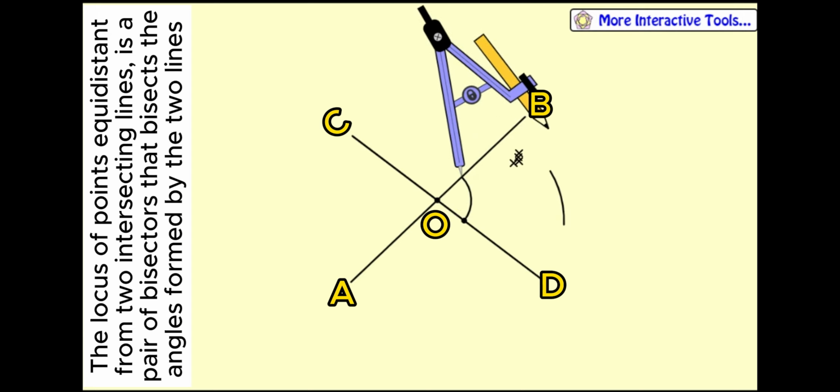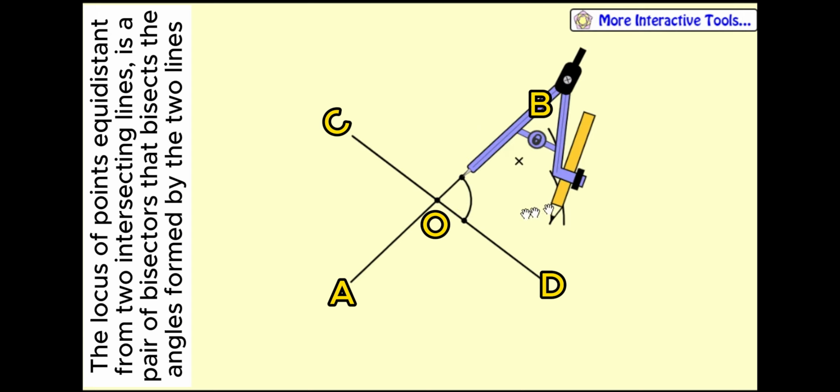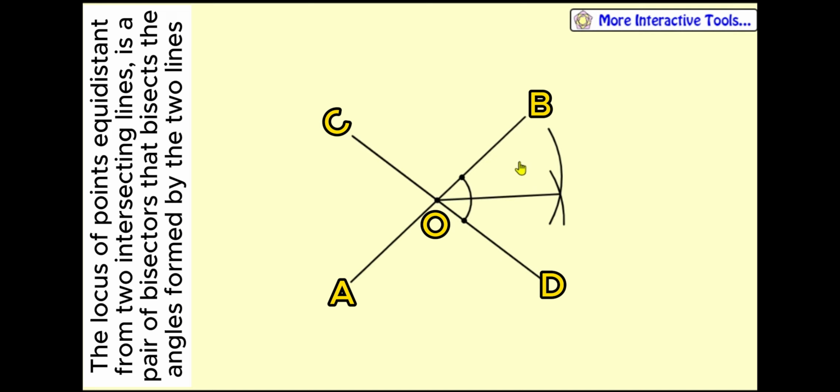and we have the arc also up there. We have the second arc there. So where the two arcs meet, we join it with point O. Okay, so that's the locus. We have divided BOD into two equal parts.